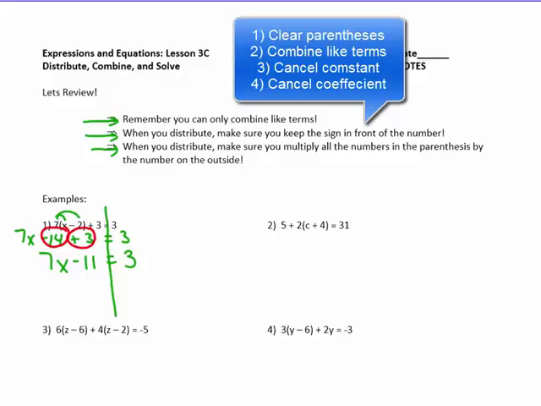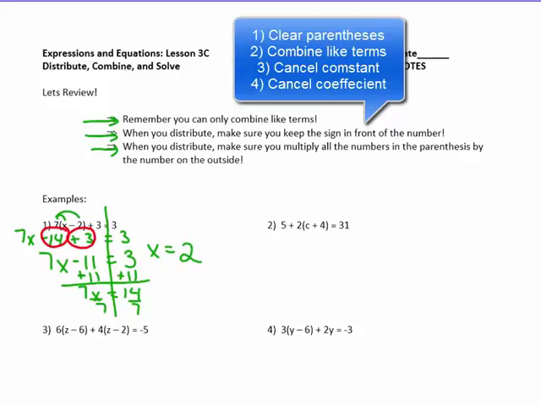Now I have to cancel the constants, so I'm going to add 11 to both sides. So 7x equals 14. Now I have to cancel my coefficient, so I'm going to divide by 7. Didn't quite leave myself enough room, so I'm going to put it over here. x equals 2.